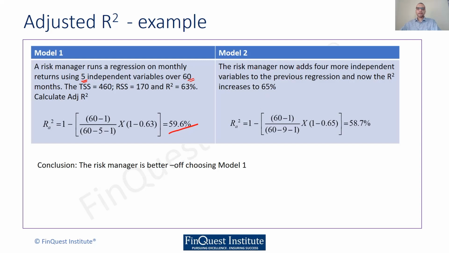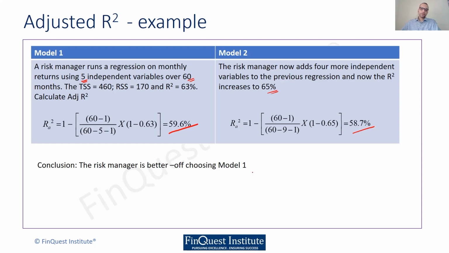Now, let's say the risk manager adds 4 more independent variables on top of it. And let's say the R squared now improves to 65%. We again calculate adjusted R squared, we get 58.7%. So here, if you observe, by adding more variables, it's not really adding to the explanatory power of the model. So if it's not adding to the explanatory power of the model, then it's always better off to stick to model 1, which has fewer independent parameters.